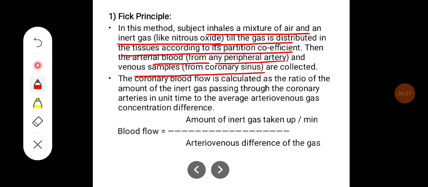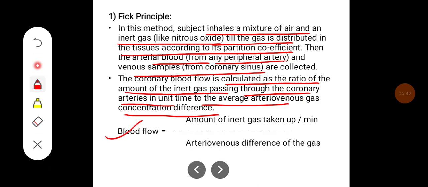The coronary blood flow is calculated as the ratio of the amount of inert gas passing through the coronary arteries in a unit time to the average arteriovenous gas concentration difference. So blood flow is equal to the amount of inert gas taken up per minute divided by the arteriovenous difference of the gas.